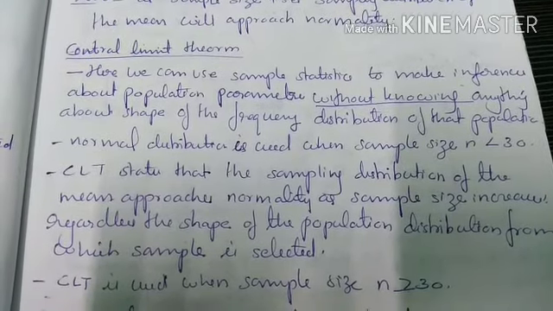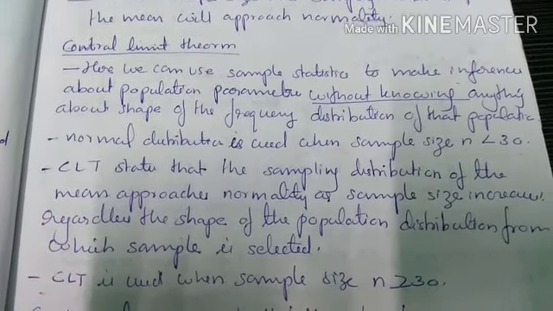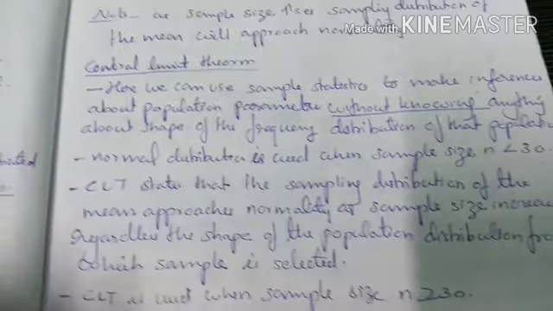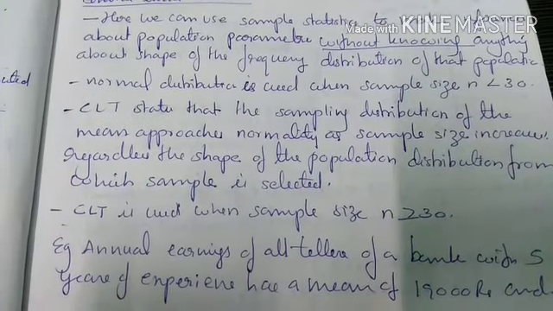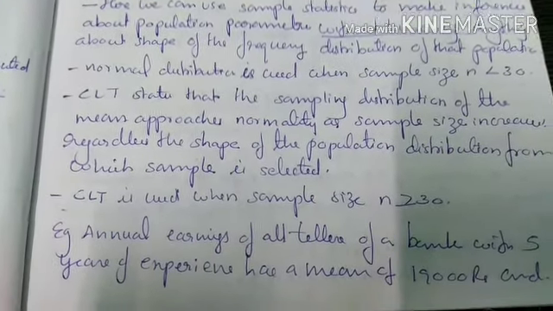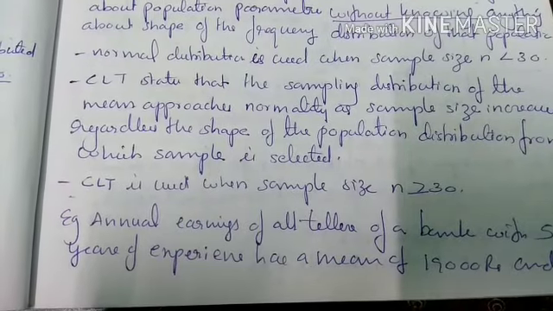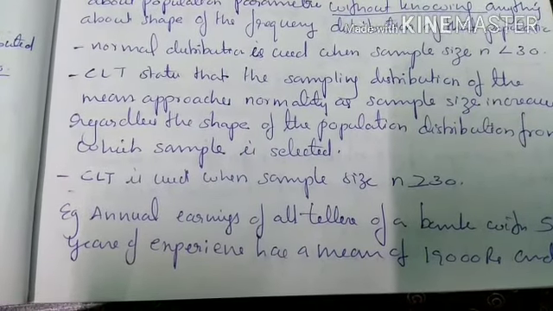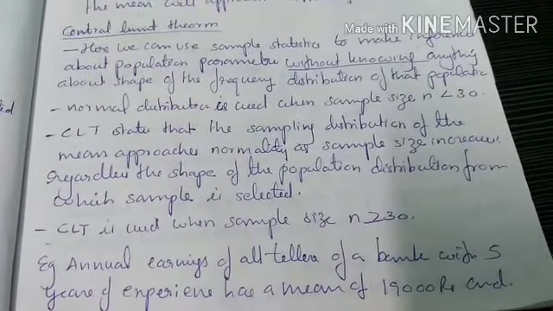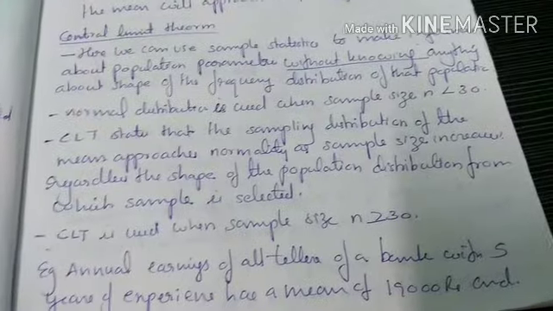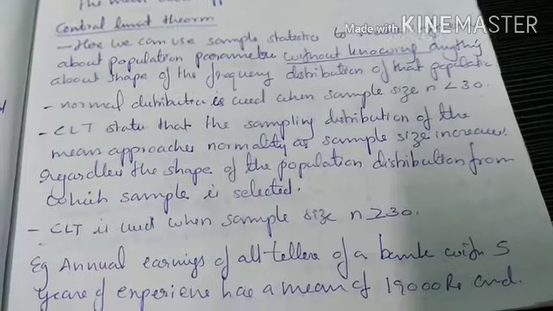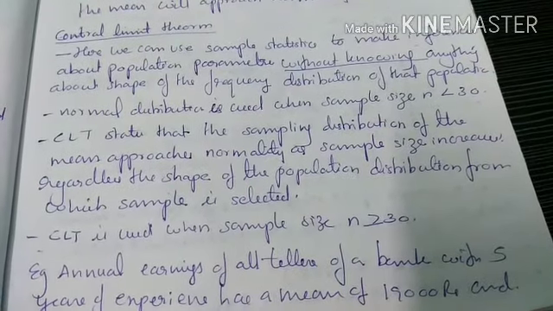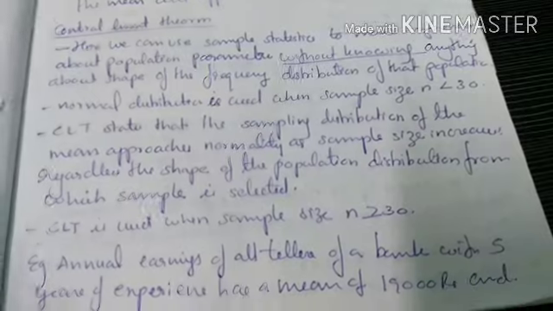Normal distribution is used when sample size is less than 30. CLT states that the sampling distribution of the mean approaches normality as sample size increases, regardless of the shape of the population distribution from which the sample is selected. CLT is used when sample size n is greater than or equal to 30. It's very important that we distinguish from the question whether we have to use normal distribution or CLT from the value of n. If it is greater than 30, we use CLT, or if it is less than 30, we use normal distribution.